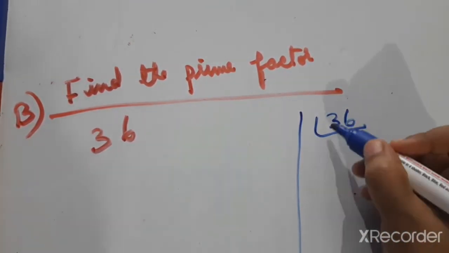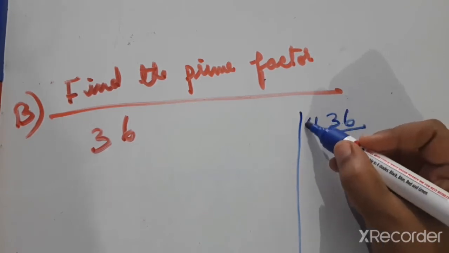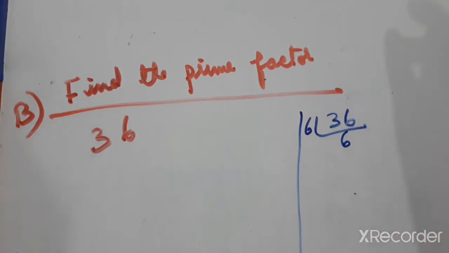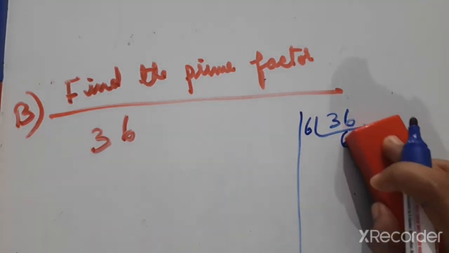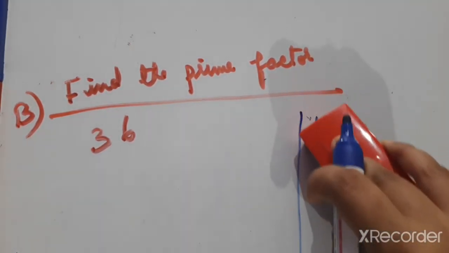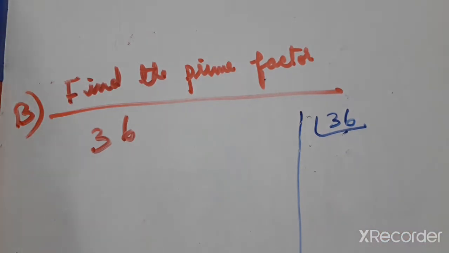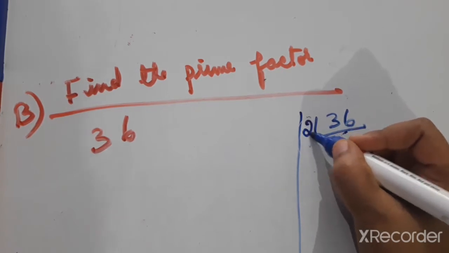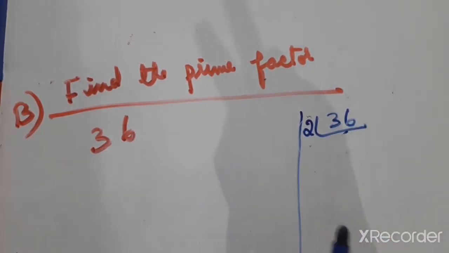36. So in which tables? 6 also it will multiply, children. 6 6s are 36. But can we take 6? No, because 6 is not a prime number. So we have to divide or factorize only with prime numbers. 1 is neither prime nor composite. So 2 is a prime number. Prime number means which has only two factors.